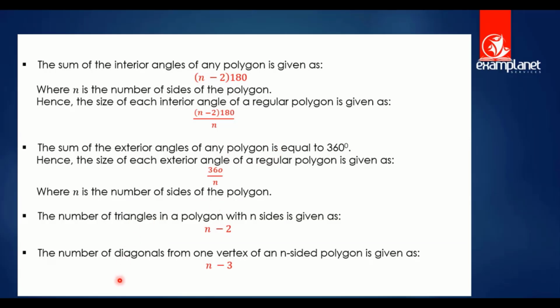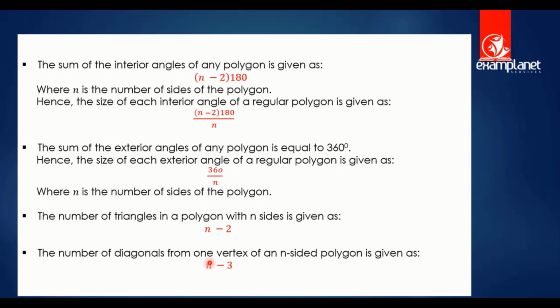Another point to note is that the number of diagonals from one vertex of an n-sided polygon is given as n minus 3. That is, if you pick a vertex in your polygon, the number of diagonals you can draw from there is the number of sides of the polygon minus 3.